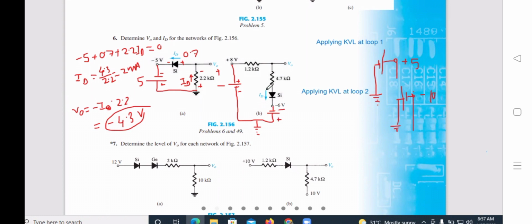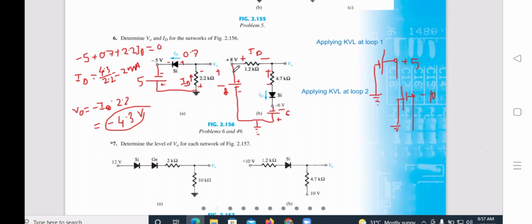Current direction is given like this. So this side plus, this side minus. In this loop, the same ID current is flowing. Similarly, if it is like this, then here it is going from left side to right side. So this side plus, this side minus. The same ID current is flowing. So this is the 8 volt and this is the 6 volt battery.